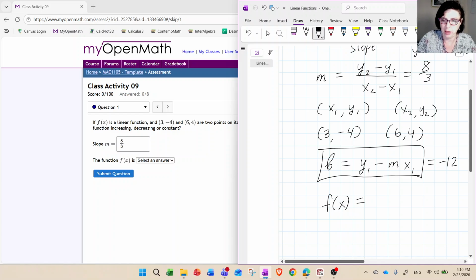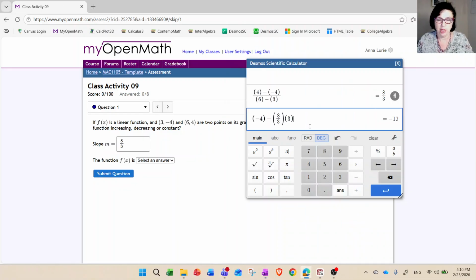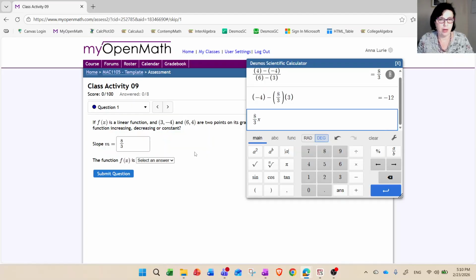We just have to plug in. Imagine that you have a box, mx plus box. So what's m? The slope. And then what's b? The y-intercept. Now, to actually check to see if this is right, I think it's going to be 8/3 x plus, or actually minus 12, right? Plus negative 12, which is the same as minus 12.